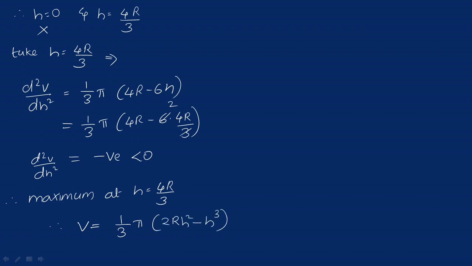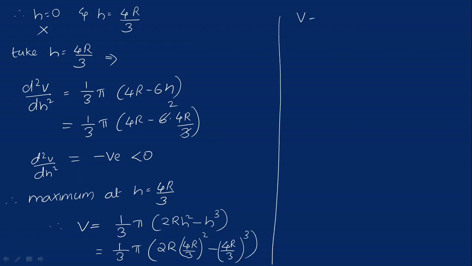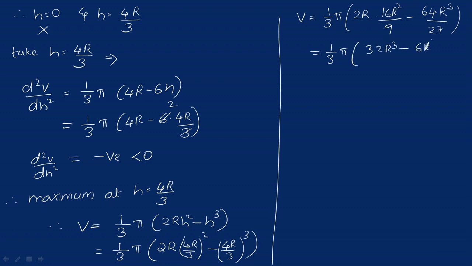So instead of h, we are applying 4R by 3. So we have 1/3 pi into 2 into R into 4R by 3 whole square minus 4R by 3 whole cube. Or we can write V is equal to 1/3 pi into 2R into 16R square by 9 minus 64R cube by 27, or we can write 1 by 3 pi into 32R cube by 9 minus 64R cube by 27.